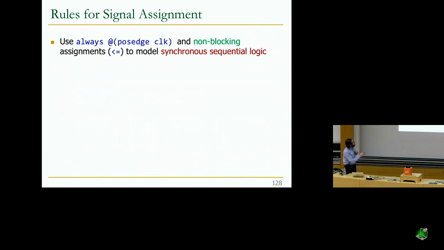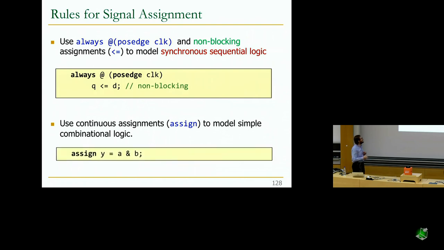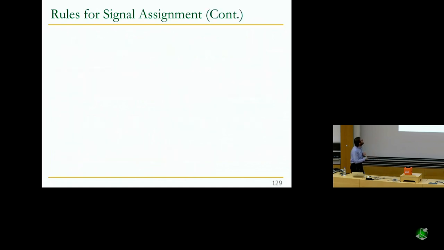If you use always at positive edge of clock and non-blocking assignments, basically you're modeling synchronous sequential logic. Hopefully this is obvious. You're sampling at the positive edge of clock with non-blocking assignments, so all of your next state logic is executing starting with the positive edge of the clock, right? Okay, this is non-blocking, as you've seen. And continuous assignments: assign is used to model simple combinational logic, and you know that earlier, right? So this is essentially a bitwise AND over here.